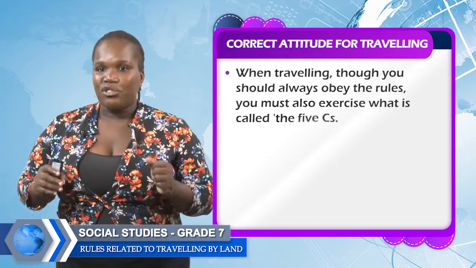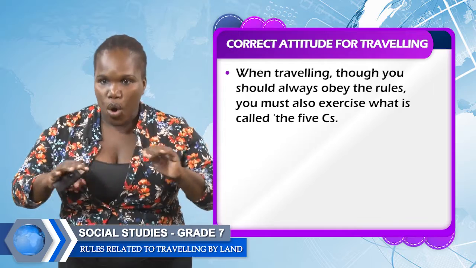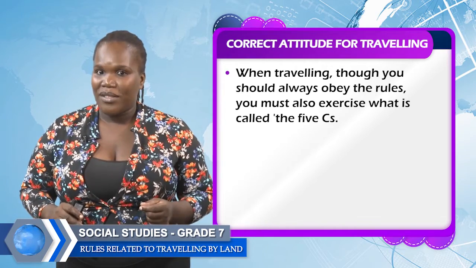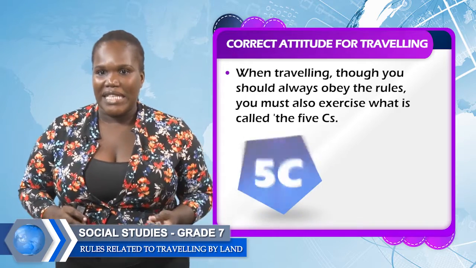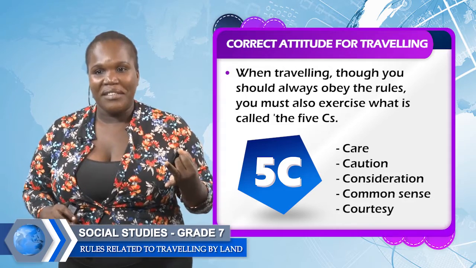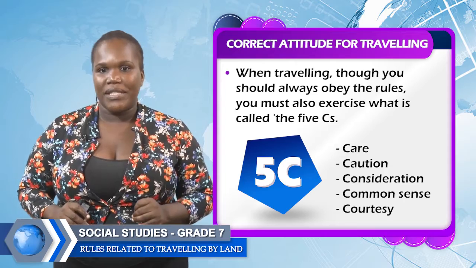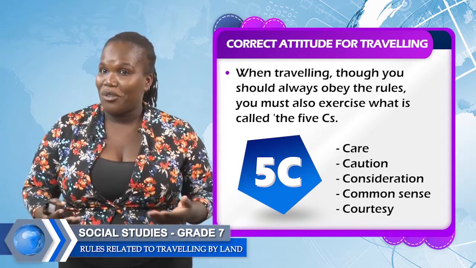1, when traveling, we know we must observe all traffic rules. But there's something we must consider also. We must exercise what is called the 5 C's. These are care, caution, consideration, common sense, and courtesy. These 5 C's will help us along the road.